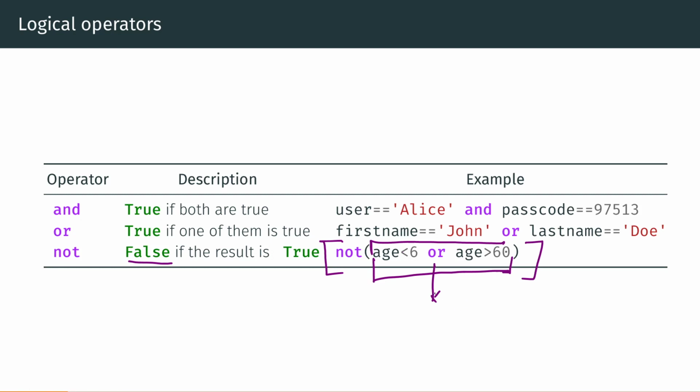So only return true if the age is between 6 and 60. If the age is less than 6, return false. If the age is greater than 60, return false. Think about it carefully. All the not does is simply reverse the value. Whatever the value of the expression inside the parentheses, not will return the opposite of that value. If this evaluates to true, not will return false, and vice versa. If this is false, not will give you true.